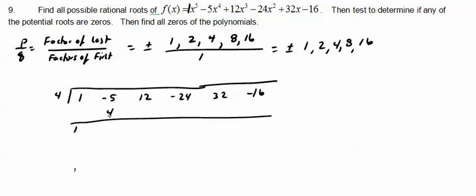1 times 4 is 4. That's negative 1. That's negative 4. That's 8. That's 32. That's 8. That's 32. That's 64. 64 times 8. Wow, that's a big positive number. This is going to be positive. It is not equal to 0, right? It's going to have a remainder. So x cannot equal 4.